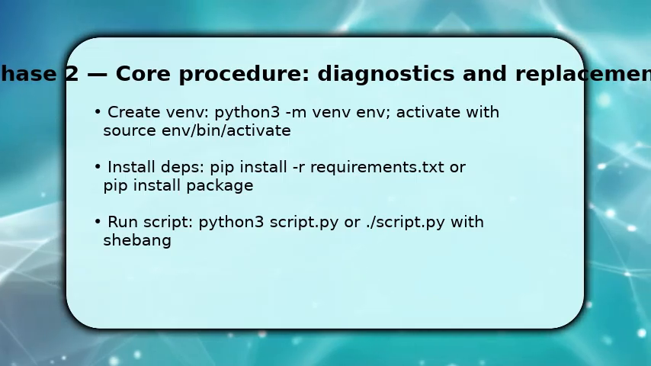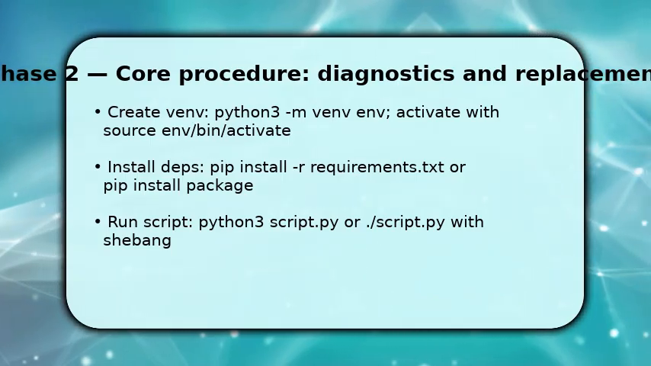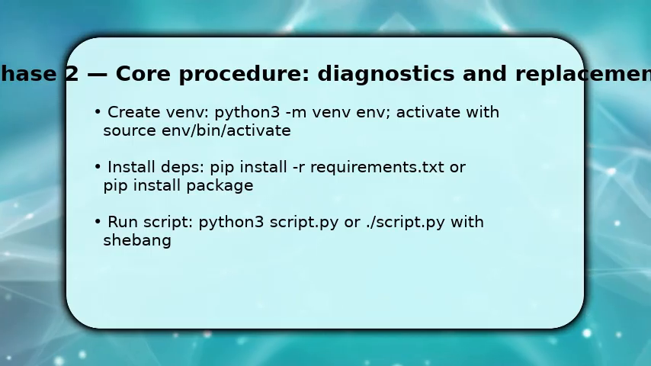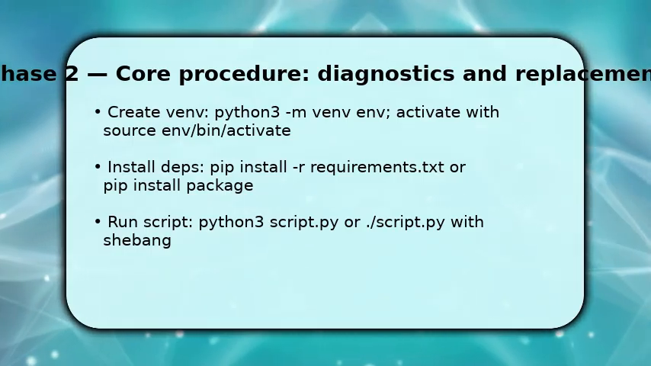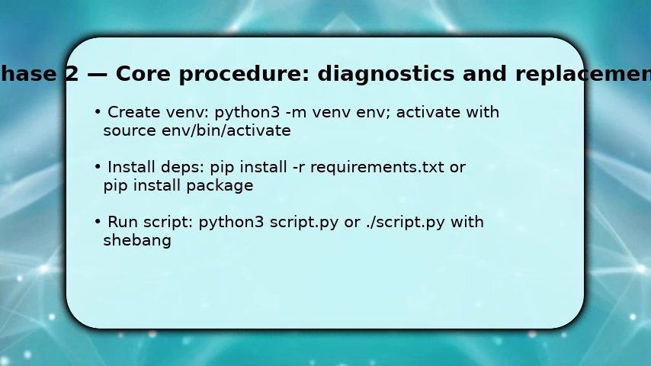To run code, call python3 script.py, or make the file executable with a shebang, #!/usr/bin/env python3, and run ./script.py.